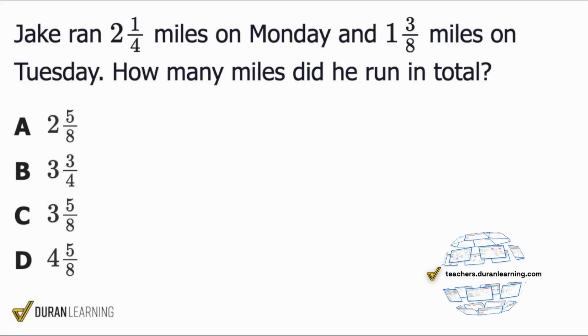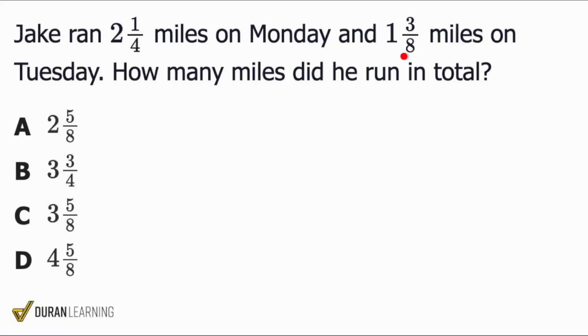So here's what we have. Jake ran this many miles on Monday, this many miles on Tuesday. The total is just going to be adding these two values together. What's intimidating is that you're dealing with mixed numbers, but this problem is actually much easier than you might think. Let me show you. Everybody, if we have 2 1/4 plus 1 3/8, let me ask you this first.